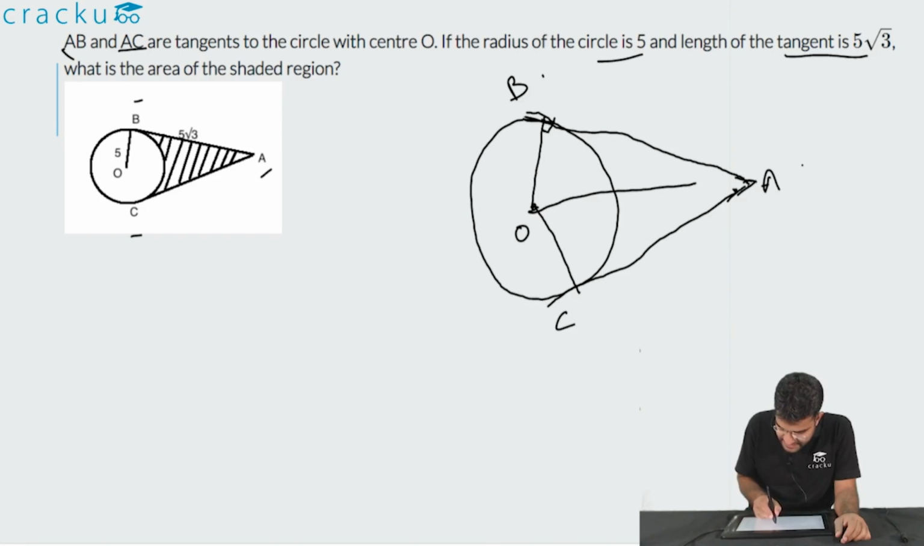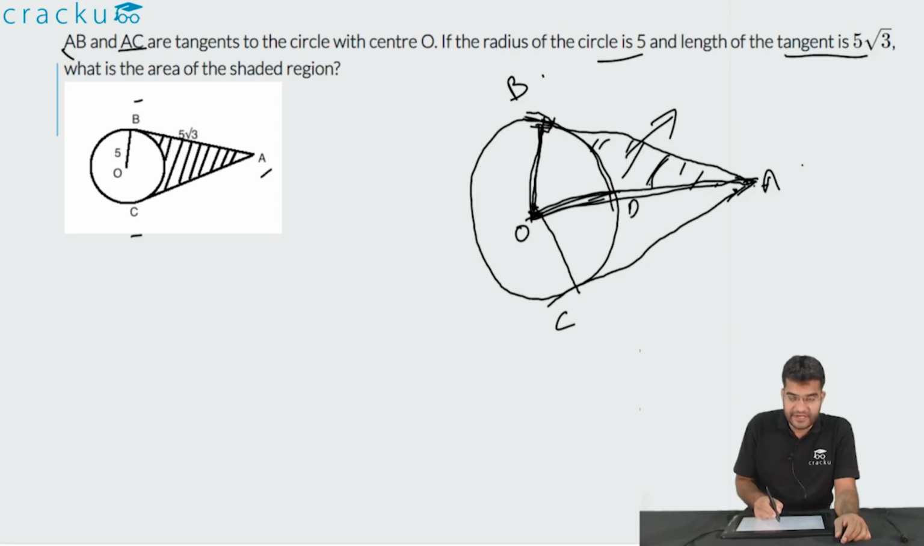Now let us connect O to A, and this is half the area of the shaded region. So what we plan to do is, we will first find out the area of this shaded region. We will multiply it by 2 to get the total area of all the shaded region. Now to go ahead with even this, we will first find out the area of the triangle OAB. From that, subtract the area of the part of the circle, say if this is D, OBD, and then get the area of half of this shaded region and multiply it by 2 to get the whole shaded region.